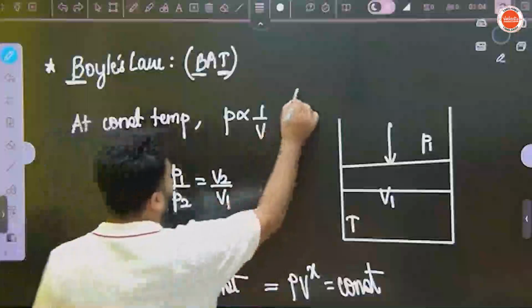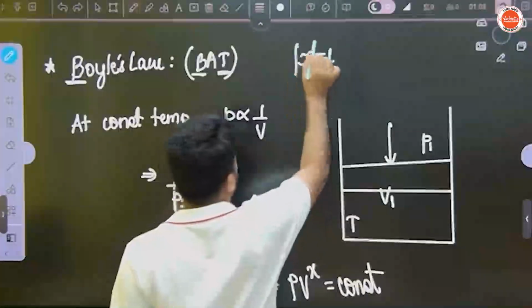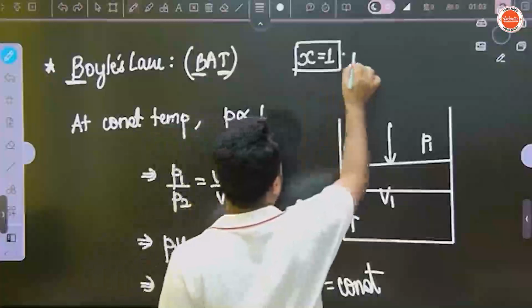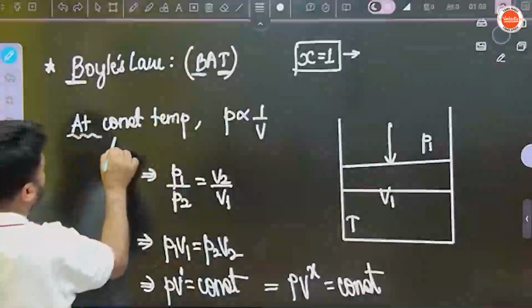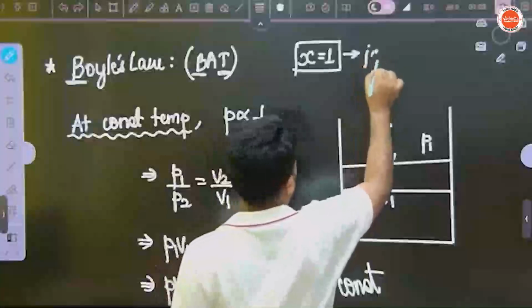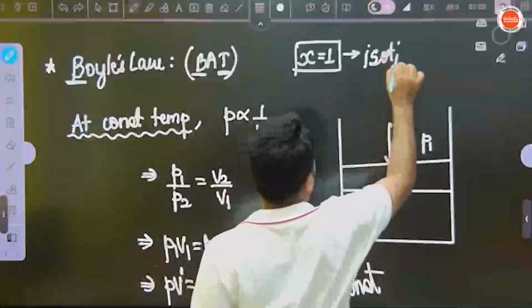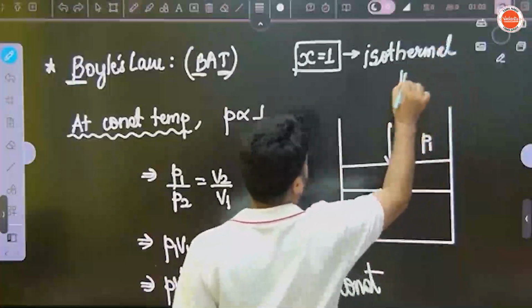This x value, the index value, for the isothermal process is 1. Always remember, a constant temperature process we call by a name, that is the isothermal process.